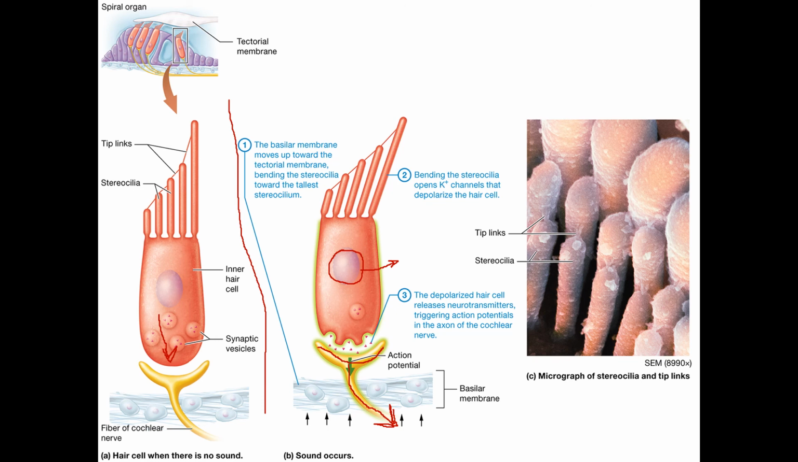And then when the basilar membrane moves back, away from the tectorial membrane, the stereocilia will bend in the opposite direction. So these tips will flow back to the left to stand up straight. They'll even hyperpolarize by moving to the left. Now, with these tip links no longer stretched and the potassium ion channels closed, the hair cells hyperpolarize, and this stops the release of neurotransmitters.